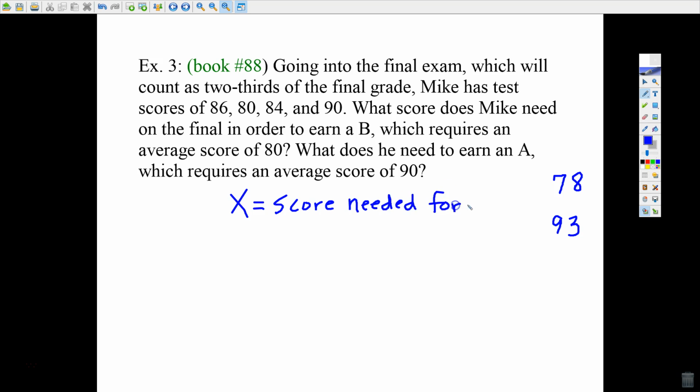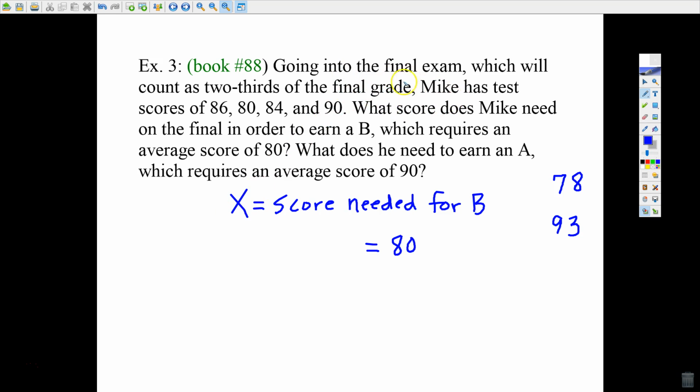I'll just explain it like this. Score needed for a B. Okay, well now let's do an equation to represent how the final grade is calculated. And for a B, we know that the minimum that he has to have for a B is going to have to equal 80.